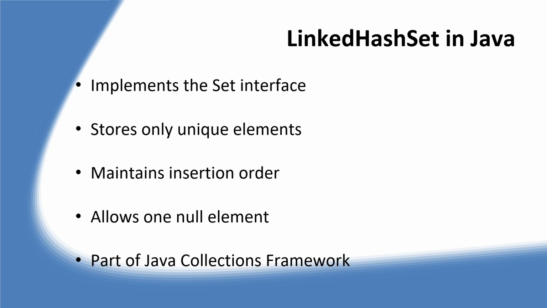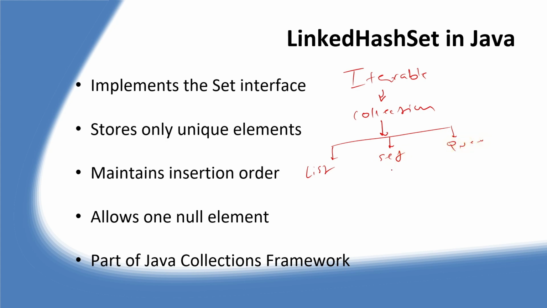LinkedHashSet is an implementation class which implements the Set interface. We have seen the hierarchy. On the top it is Iterable, and then Collection. Collection has three child interfaces: List, Set, and Queue. These are all child interfaces of the Collection interface, and Iterable is also an interface. So all of these are interfaces.